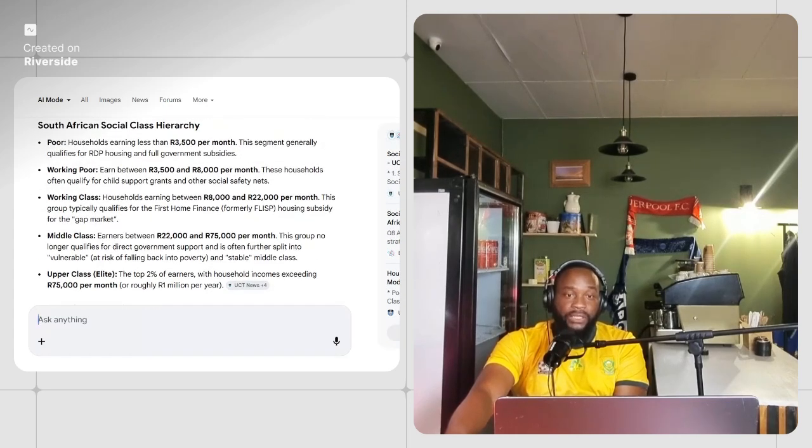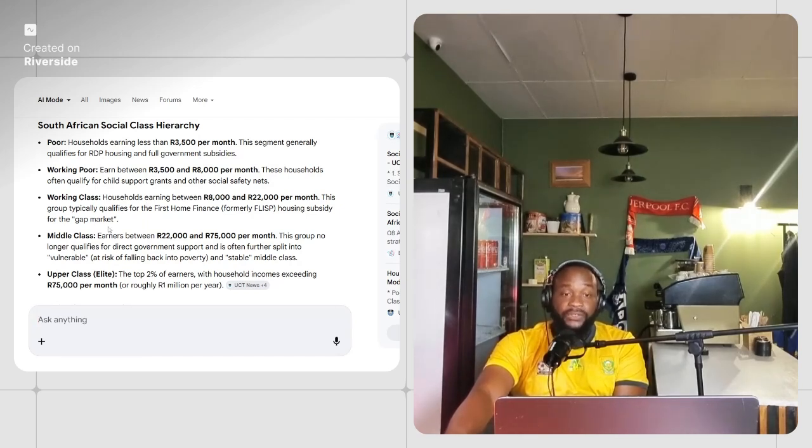All right, so basically you already know what type of social class you are in South Africa. If you earn from 3.5 thousand a month, you are in the poor category. And if you are working poor, you earn between 3.5 to 8 thousand rand, and often qualify for child support grants and social safety nets.